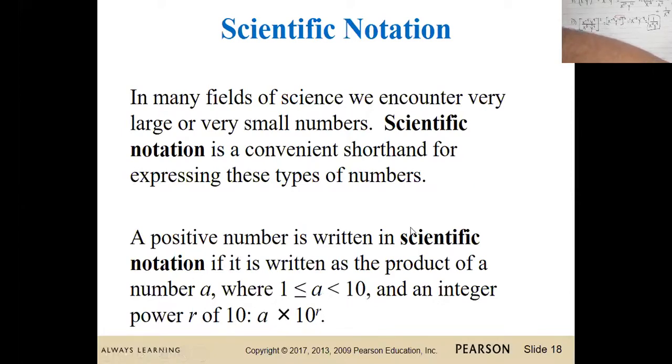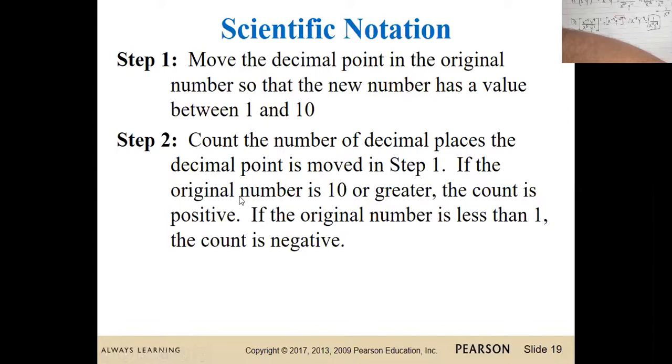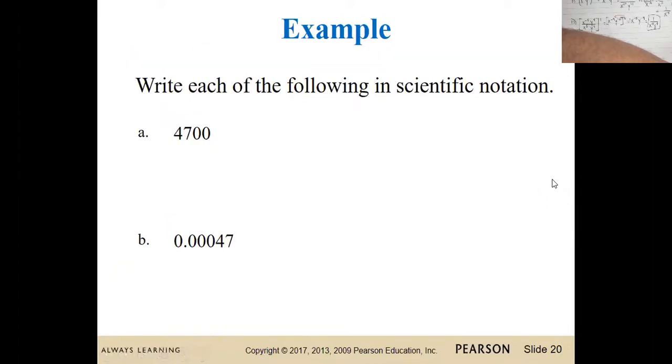So when you see these problems, you've got to figure out where your decimal has to be moved to get a value between 1 and 10. That's the first step. And then you've got to count how many times you had to move that decimal. And we'll talk about whether it's going to be positive or negative.